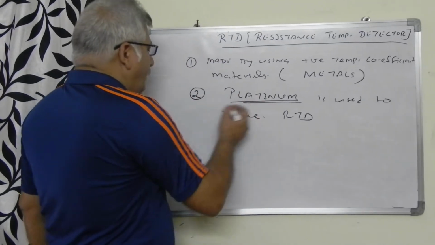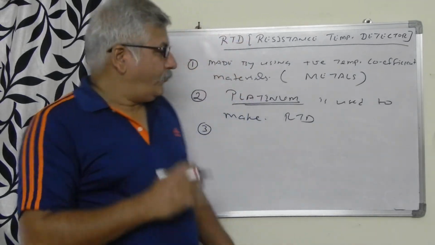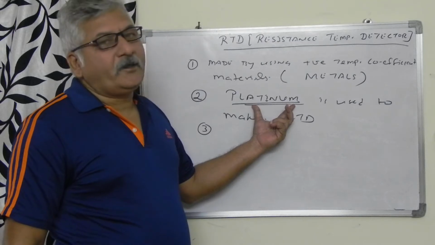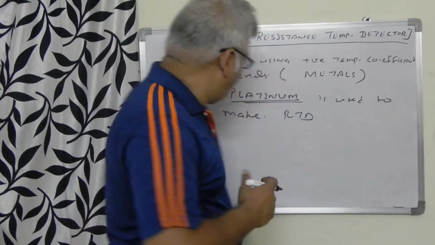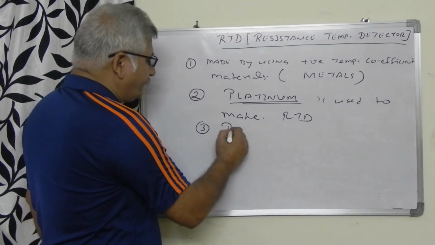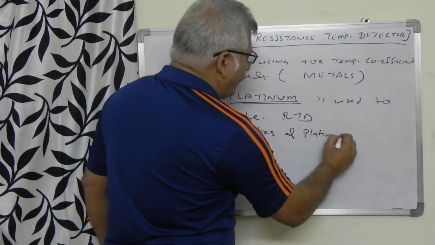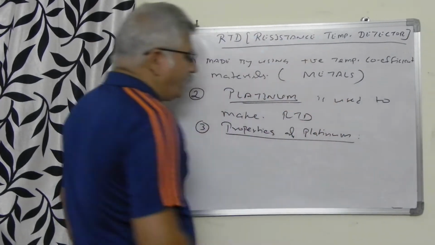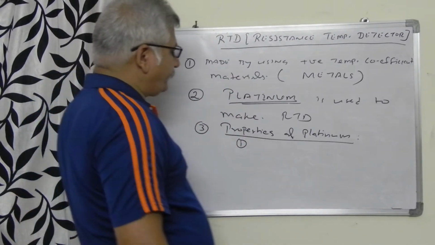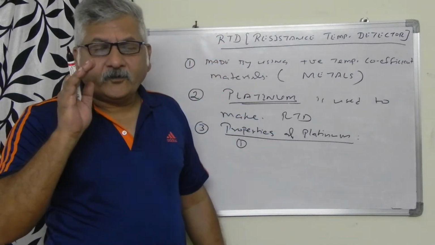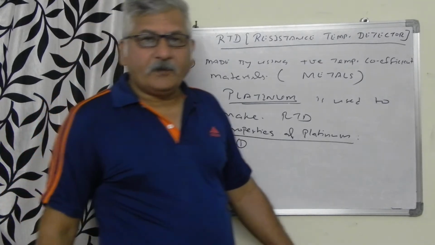Now, platinum has some properties due to which this material is mostly used in the manufacturing of the RTD. And what are those properties? First, the properties of platinum due to which it is suitable for RTD. One point is that it shows linear variation in the resistance with reference to temperature.